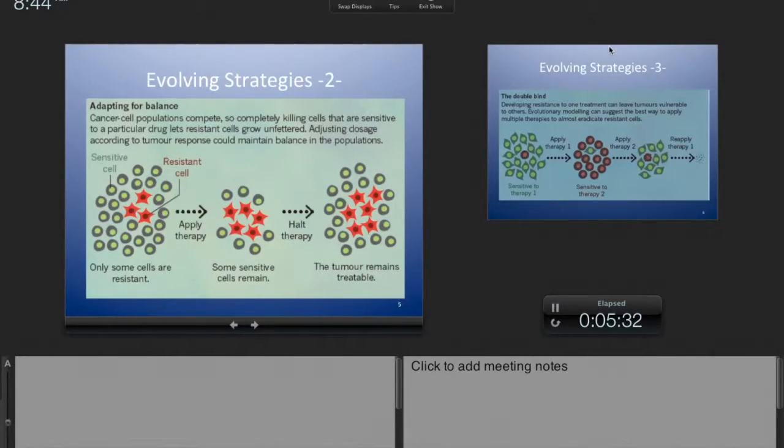So a lot of the treatments these days, as I've come to understand, involve trying to kill primarily sensitive cells that will remain as competition for these other cells. So you wind up with, in the end, tumors that continue to be treatable. Unfortunately, tumors that have to be continually treated.